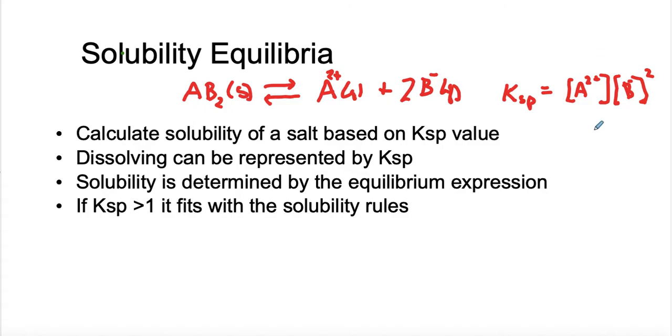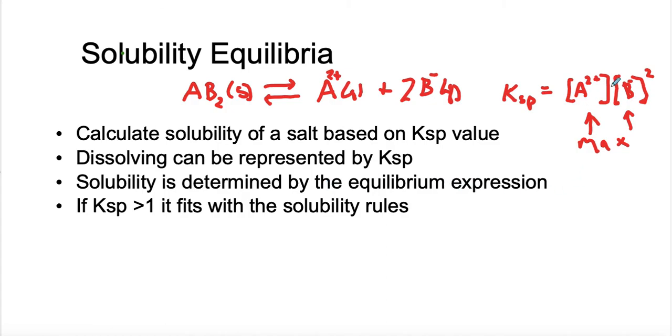The concentrations that you get right here, if you know a KSP value, you can figure out what these concentrations are. That is called your solubility, the maximum concentration that you can have to do this. So if it ever asks you for the solubility, then you have to figure out how much the concentration is, and that's going to be your solubility. Okay. So dissolving is represented by KSP.